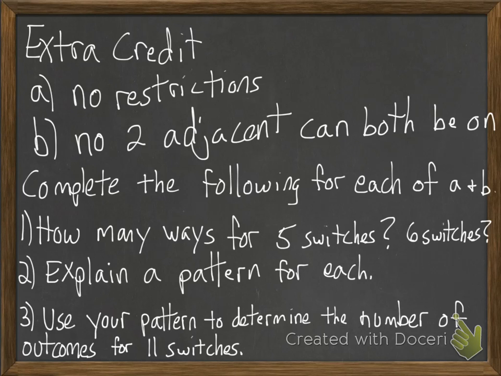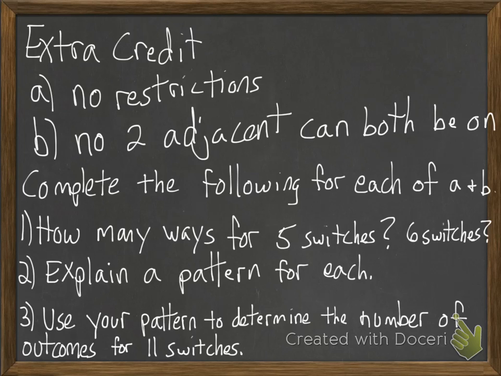Okay, so here's your extra credit problem. You have 2 parts to it, A and B. First, A is for light switches with no restrictions, and B is with the restriction we've been talking about: no two adjacent can both be on. For each of these, I'd like you to complete parts 1, 2, and 3. How many ways are there for 5 switches? First with no restrictions, and then with this restriction, no 2 adjacent can both be on.